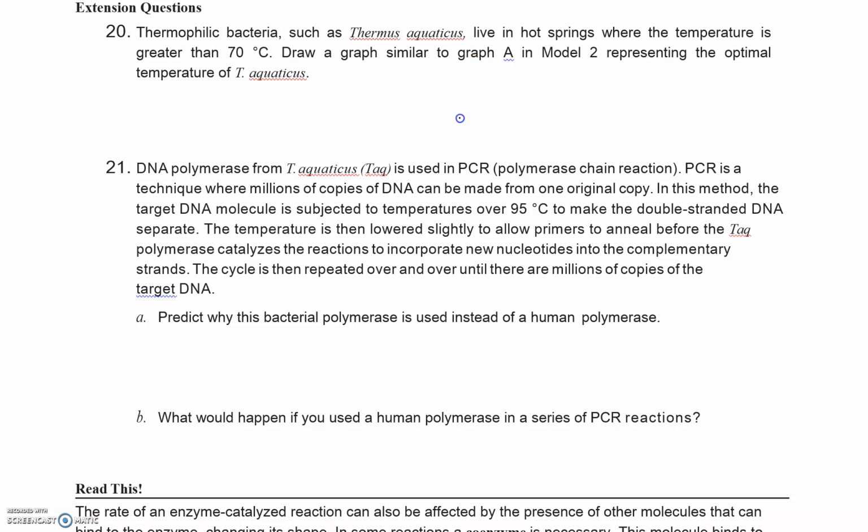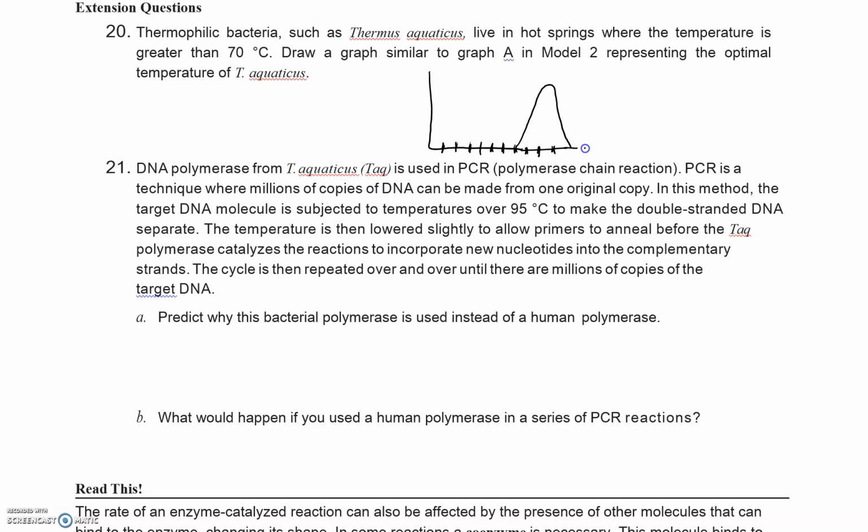So when we look at the rate of the enzyme activity, if it lives in a hot spring where the temperature is greater than 70 degrees, that means the starting point of our graph, where we see an increase, has to be at 70. So we've got 10, 20, 30, 40, 50, 60, 70, 80, 90, 100. If I go to 70, that means our enzyme cannot start working until after 70.